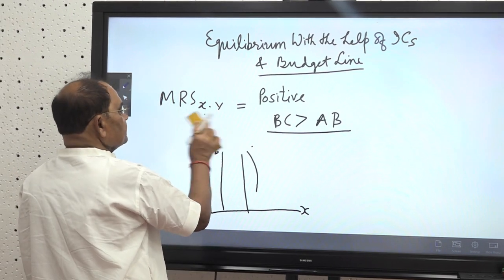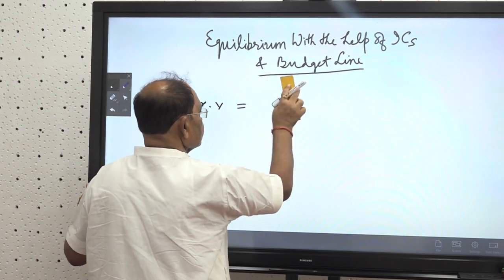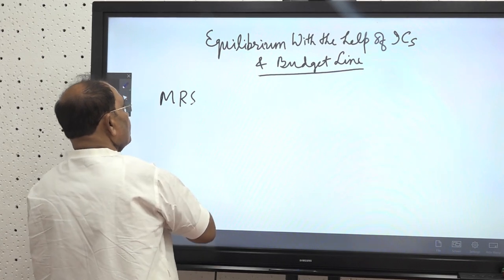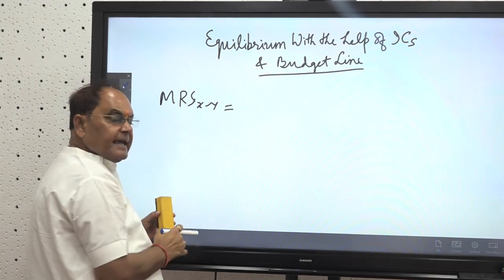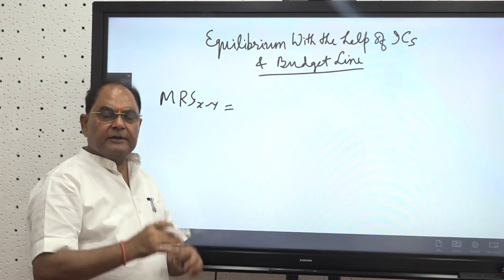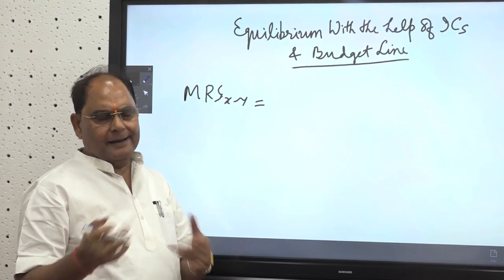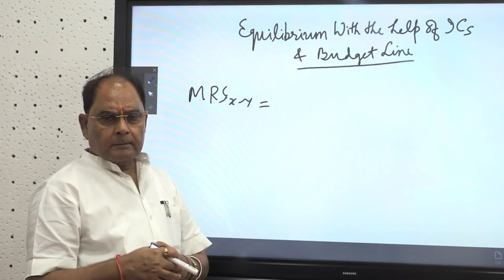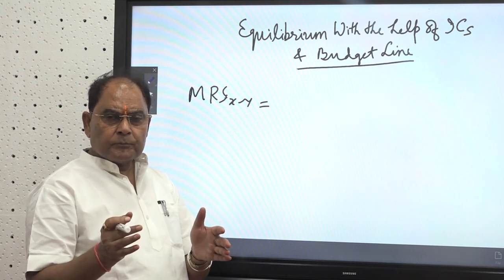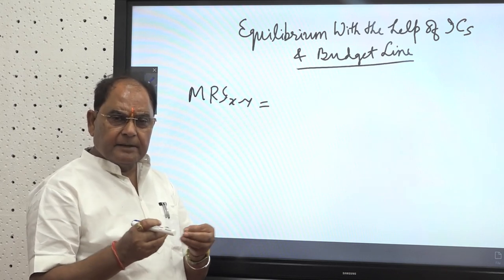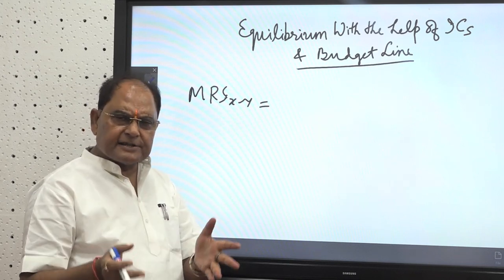There are two more situations with regard to MRS XY. These are the exceptional situations. In the case of complementary goods, what we find is that the shape of the curve becomes like English capital letter L, because only definite combinations of these two commodities can be used. Not less, not more. Let us take a scooter.